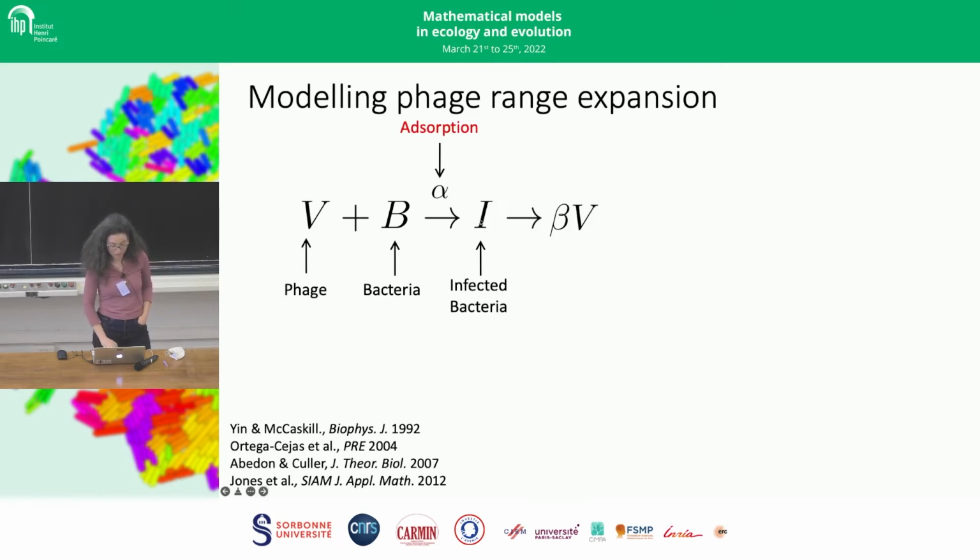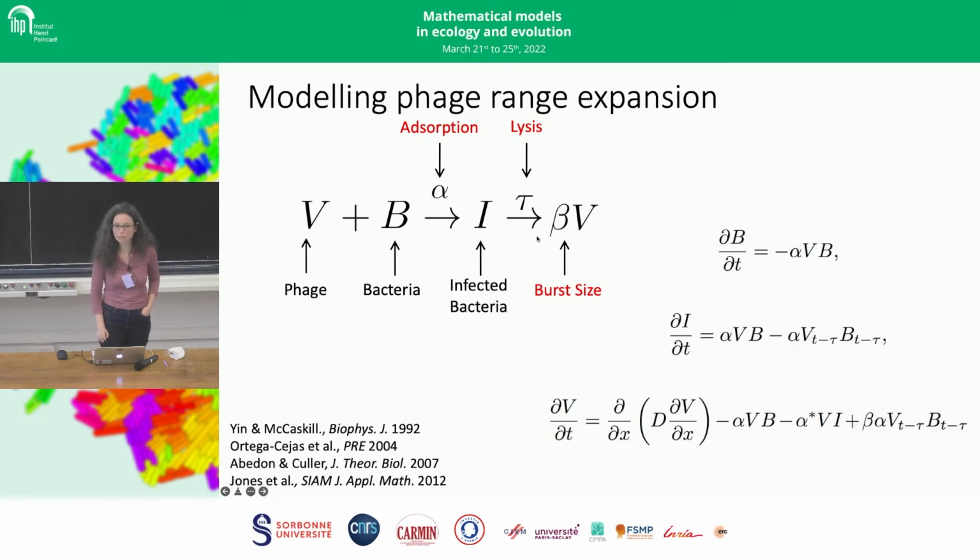When they meet, there's a certain probability that the phage will actually infect the bacteria. We call this absorption rate. And then after a certain time, tau, called the lysis time, the infected bacteria will burst, generating beta new phages that then go on and diffuse.